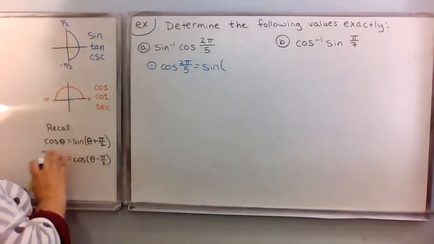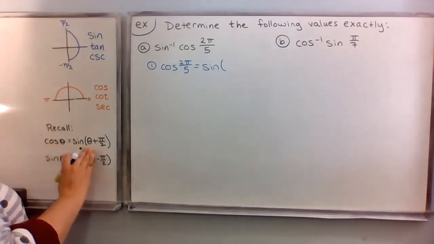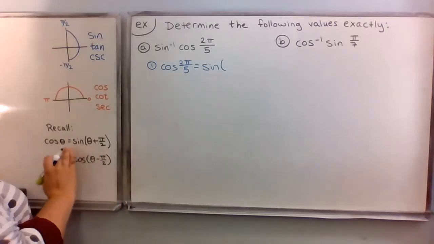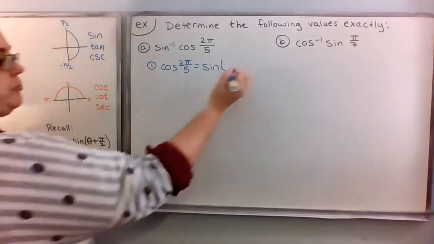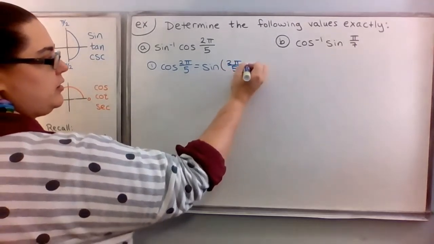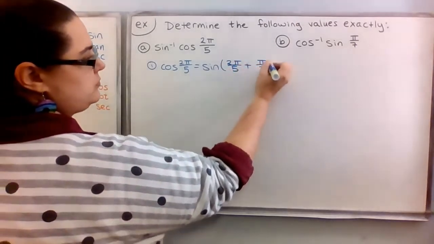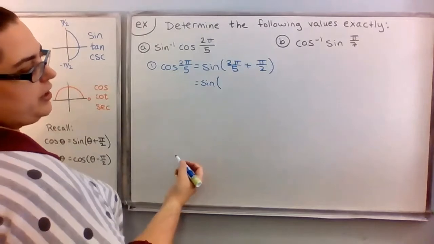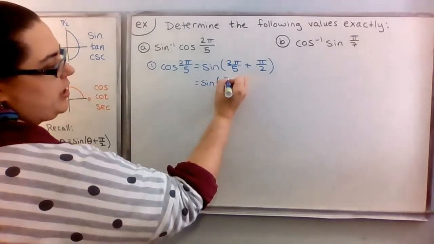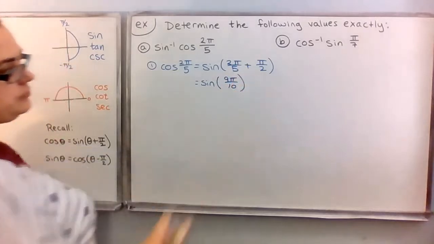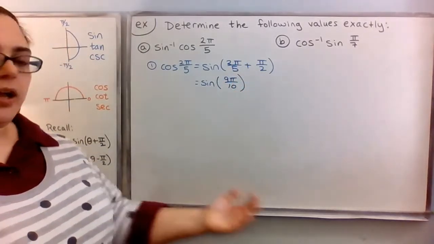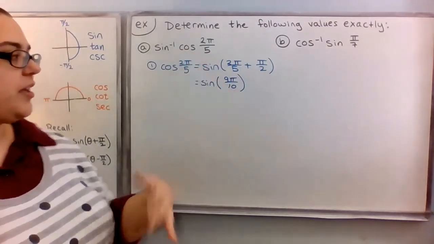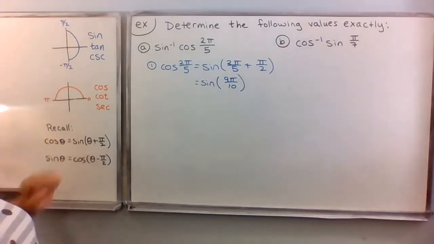So I'm going to use this first equation here, where cosine of theta is sine of theta plus pi halves. In this example, 2 pi fifths is playing the role of theta. So we're going to have sine of 2 pi fifths plus pi halves. In other words, that's going to be 4 plus 5 is 9 pi over 10. So that's our first step, to rewrite this different trig function using the shifting identities.